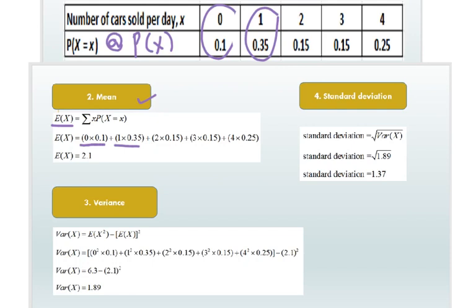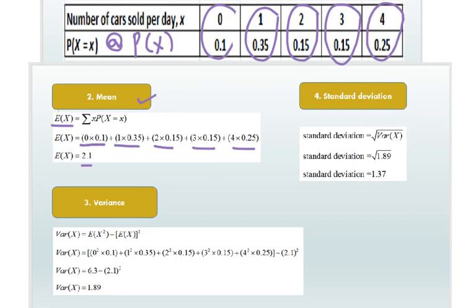So you need to do all the same thing for each of the x. So we multiply 2 with 0.15, 3 multiply with 0.15, and 4 multiply with 0.25. So we add them all together. Alright. Okay, so after we multiply, then we plus, then we calculate all the values. So we will come up with the value of the mean, which is 2.5.